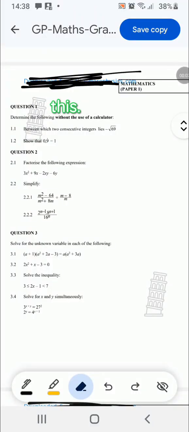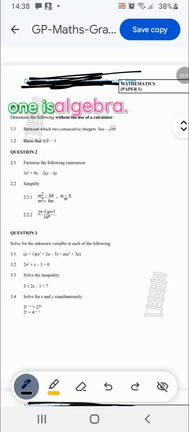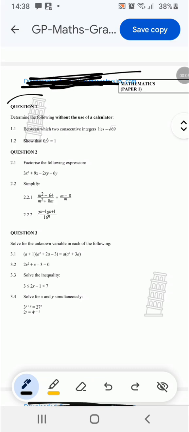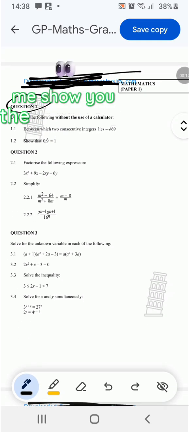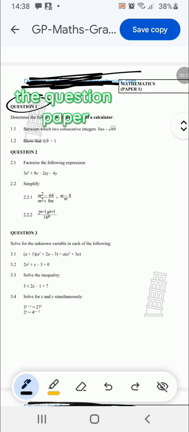Let's attempt this. Question 1 is algebra. So let me show you the structure of the question paper before we even start. Question 1 is algebra. Question 2 is algebra. Question 3 is still algebra.